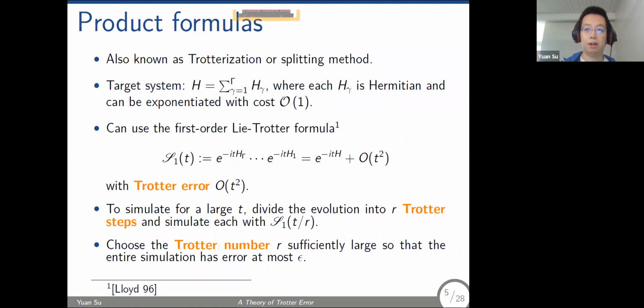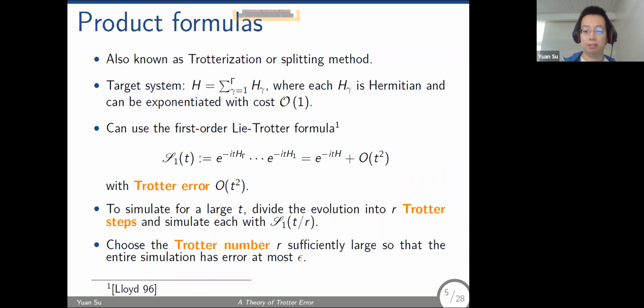This approximation will be better and better if you choose R, the number of steps, to be larger and larger. I will have a more detailed analysis of this on later slides, but for now, let's just be satisfied with the outline of the algorithm. Okay, so that's basically the simplest first order Lie-Trotter formula.